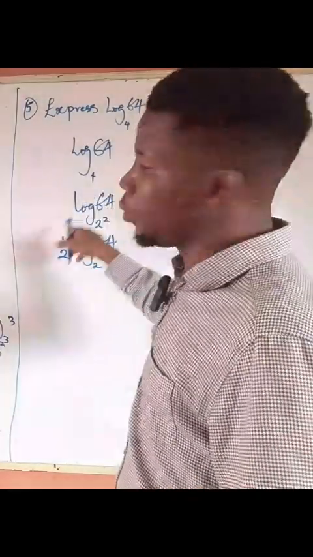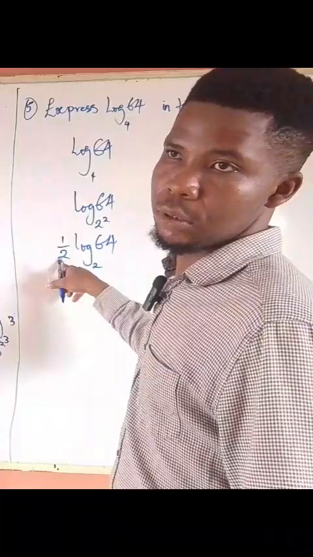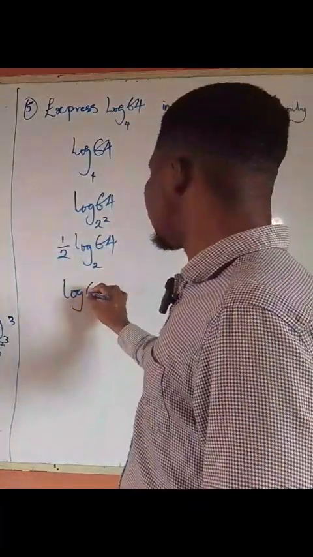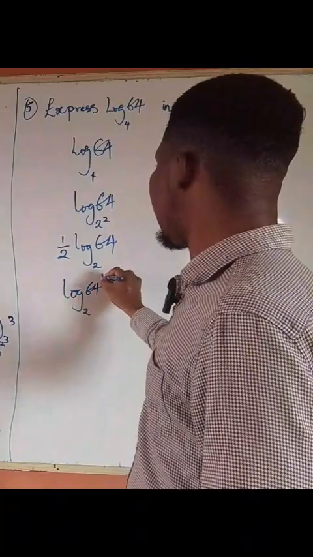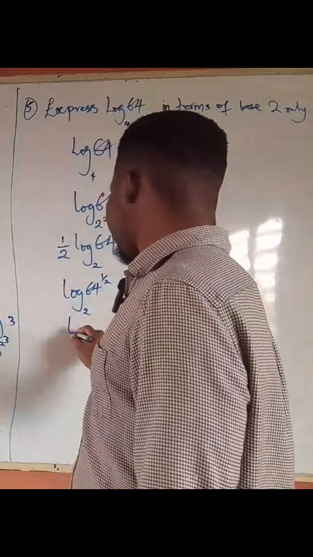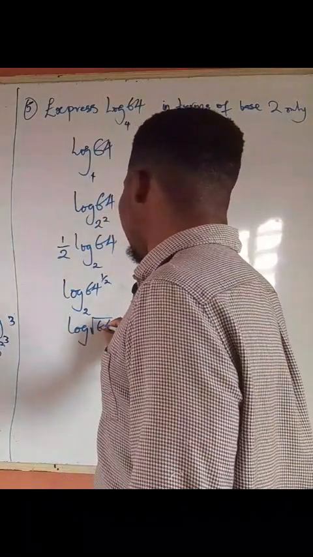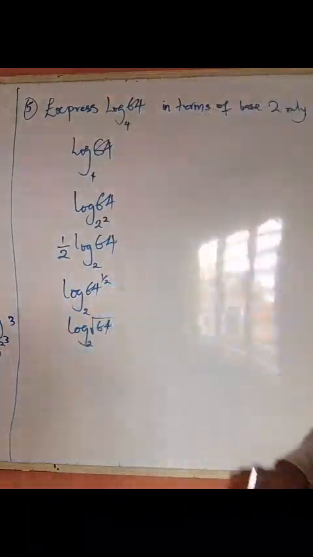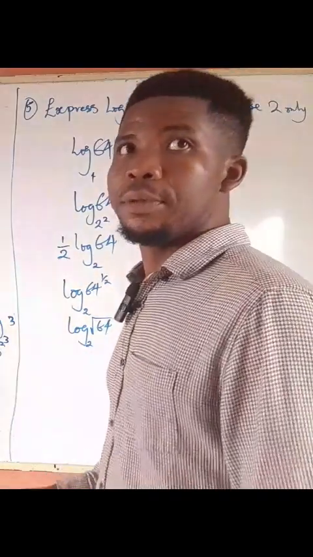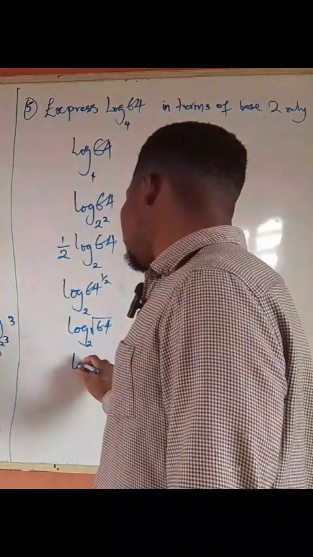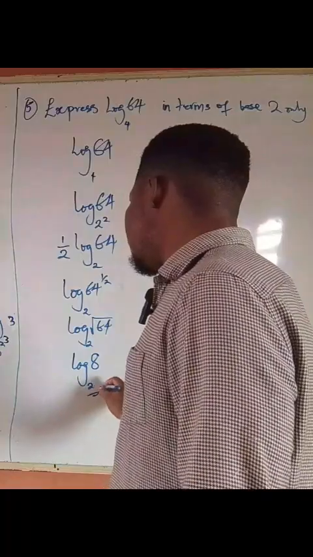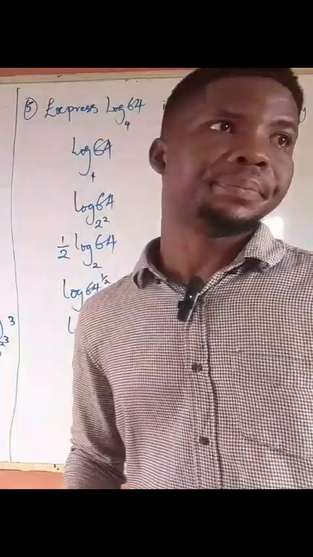The power of 64 is 1. The power of 2 is 2, right? So move it to the other side. So now we have log 64 base 2 raised to power 1 over 2. Can you see that? Good. So log root 64. What does 1 over 2 as power mean? Root. So root 64 is log 8, which is 2. This is the answer they are looking for.